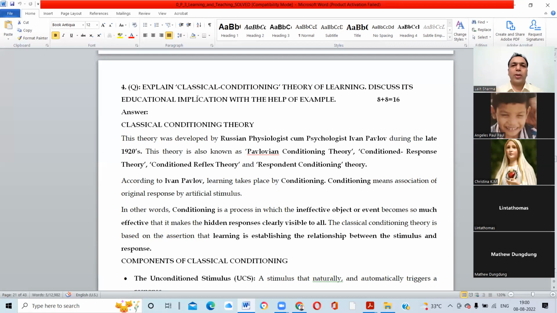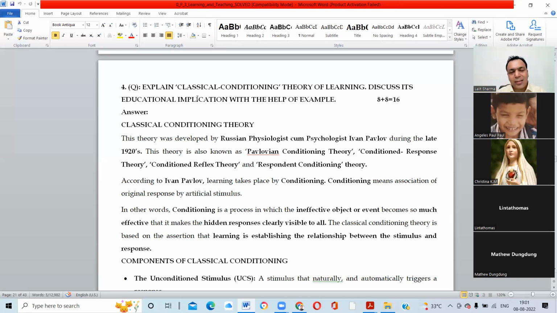So guys, first of all, you have to define the classical conditioning theory. It was given by the Russian psychologist Ivan Pavlov. According to Pavlov, learning happens through conditioning. This thing you have to highlight, even underline. Suppose in the case of trial and error, you have to define it under trial and error. According to the trial and error theory, Thorndike says that learning takes place by trial and error, right?